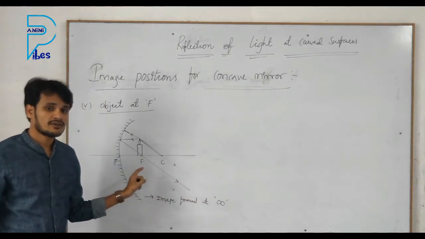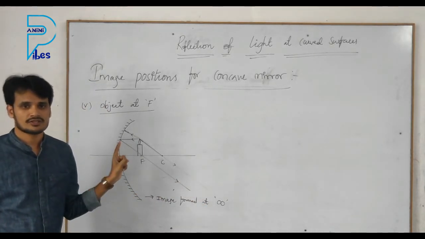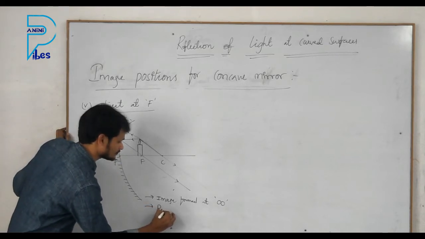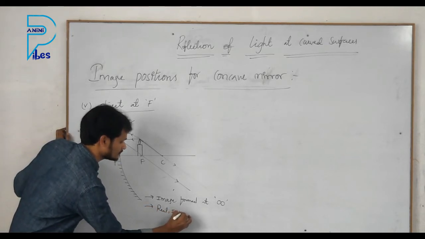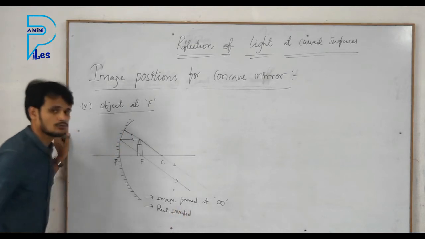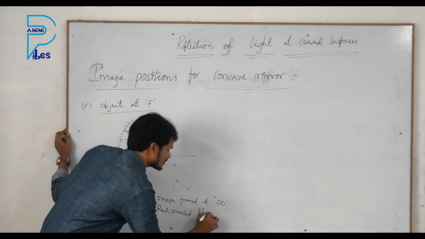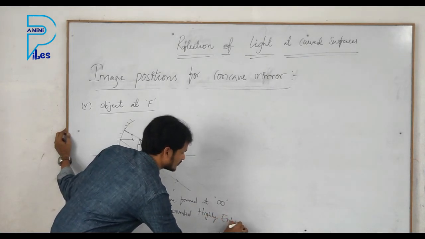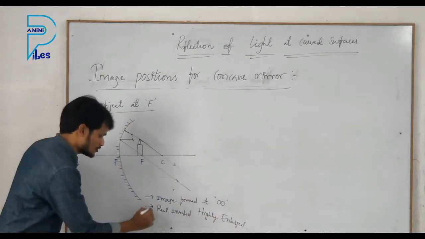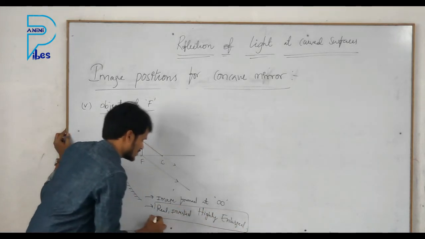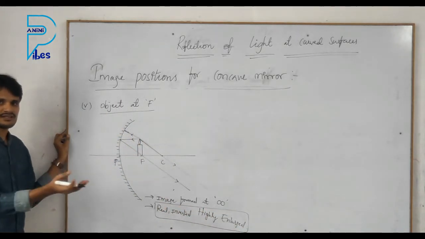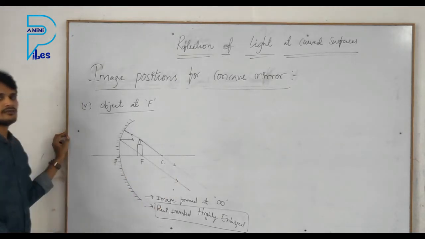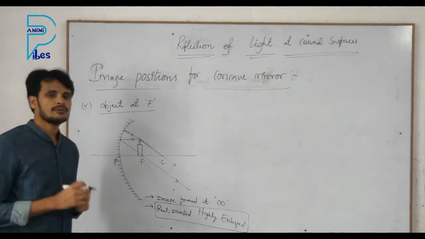This is opposite to the first case. So write the characteristics: real, inverted, highly enlarged image. And you will get this while doing it practically. You are doing that experimentation live, and at that time you will get this. But actually the image is formed at infinity. If you are placing the object at F, the image forms at infinity.